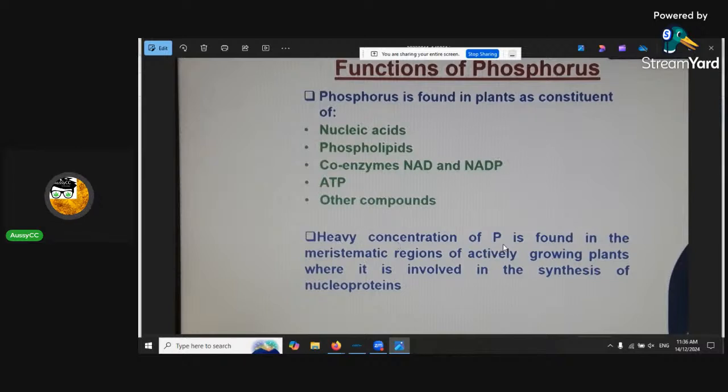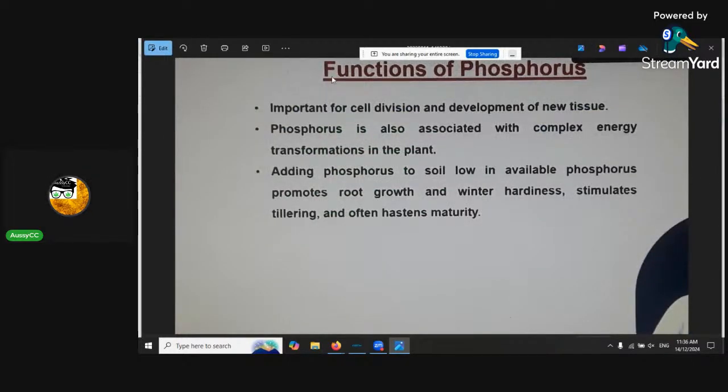Heavy concentration of phosphorus is found in the meristematic regions of actively growing plants, where it is involved in the synthesis of nuclear proteins, because the meristematic regions keep dividing, and there are a few of those areas in the plant. That's why, because it keeps producing them. Functions of phosphorus: important for cell division and development of new tissue.